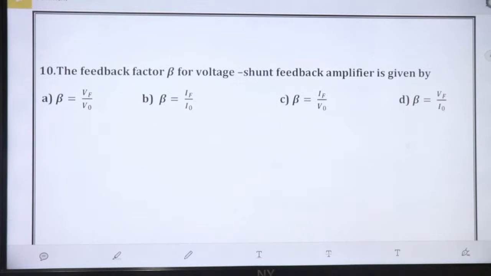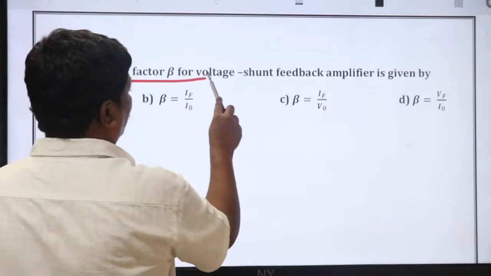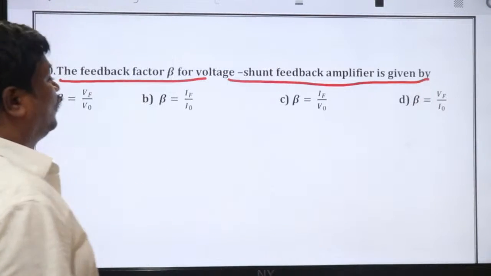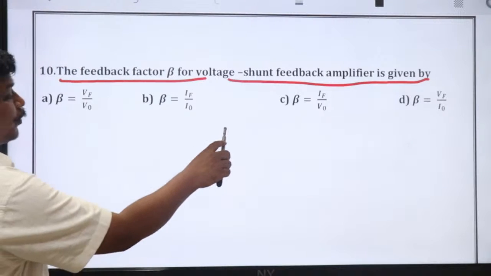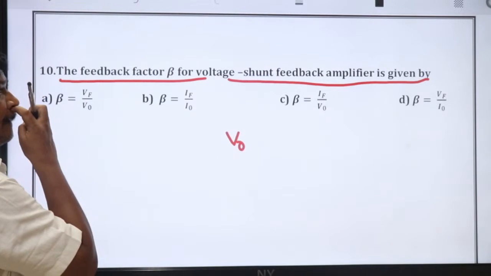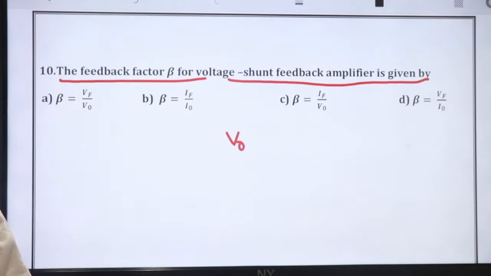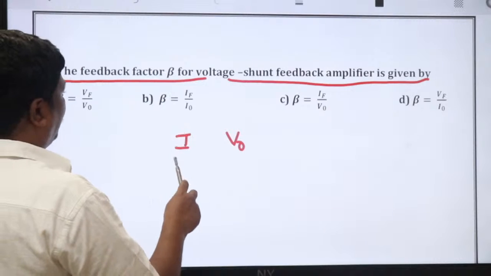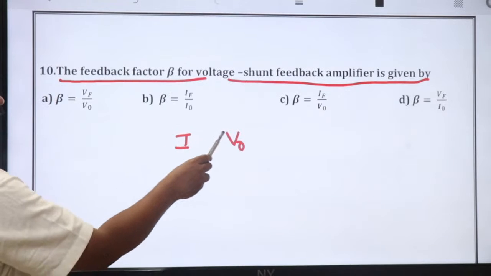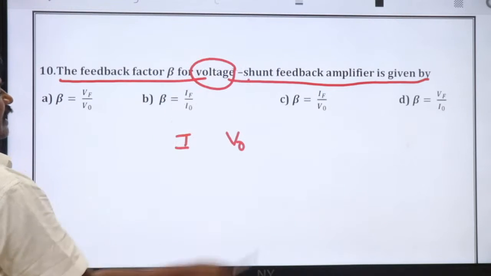Next, the feedback factor beta for a voltage shunt feedback amplifier is. Voltage shunt feedback means what kind of amplifier? Output is voltage. Input is also, what is that? Shunt mixing. Shunt mixing means current mixing. Input is current. So output voltage by input current. So we have a beta. Beta is equal to output by input. Output is voltage. Shunt mixing means current mixing.